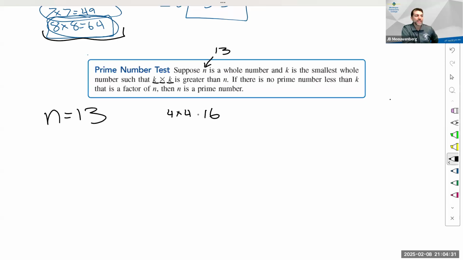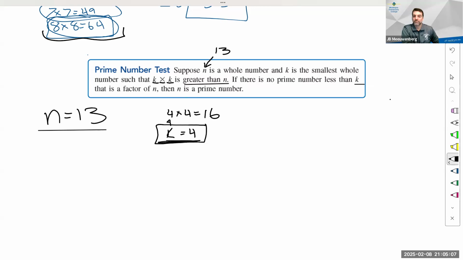4 times 4 is equal to 16, which means in this case, k is equal to 4. It couldn't be 3. 3 times 3 is 9, and that's less than 13. And this says it has to be greater than 13. Okay? So again, the number that we're analyzing is 13. k is this number 4. And if there's no prime number less than k that's a factor of n, then n is a prime number.